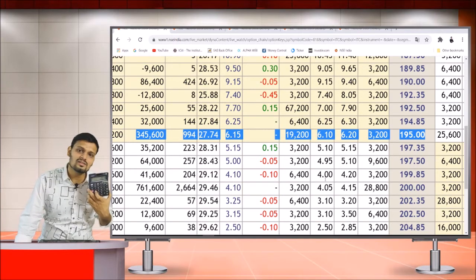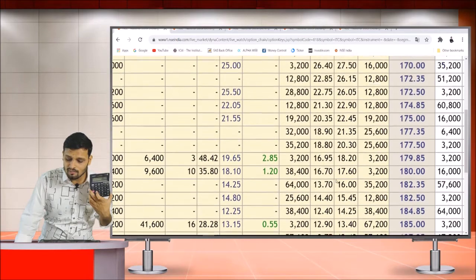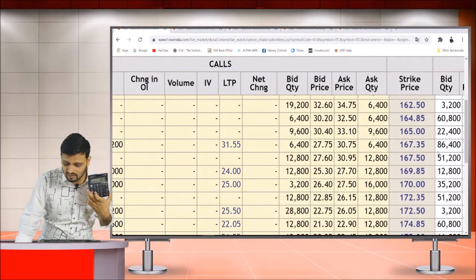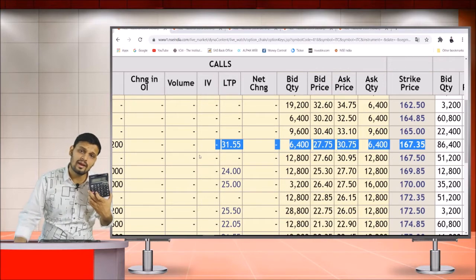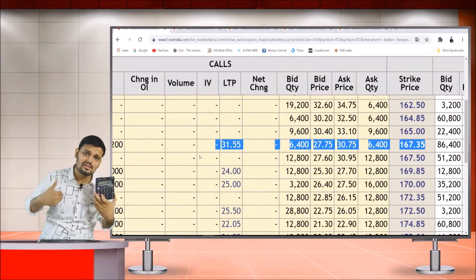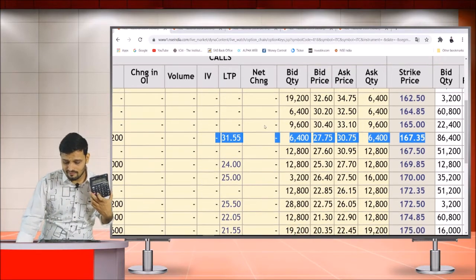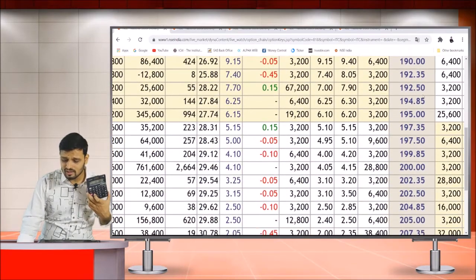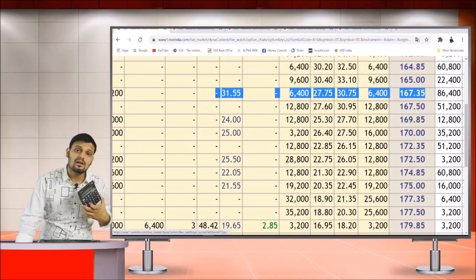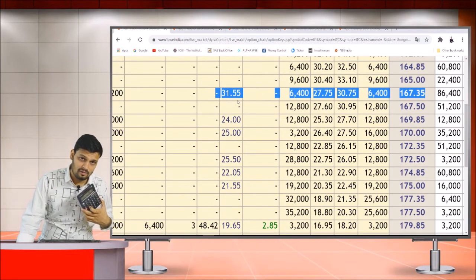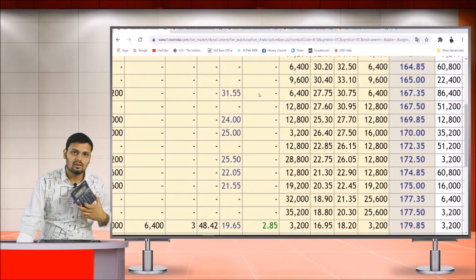Sir, in that case, why doesn't everyone go and buy 167.35? Because there, if the price goes above 198.9, he will start getting gain. But for 195, the price has to go above 201. Then is this a better option strike price? The answer is no. Why?